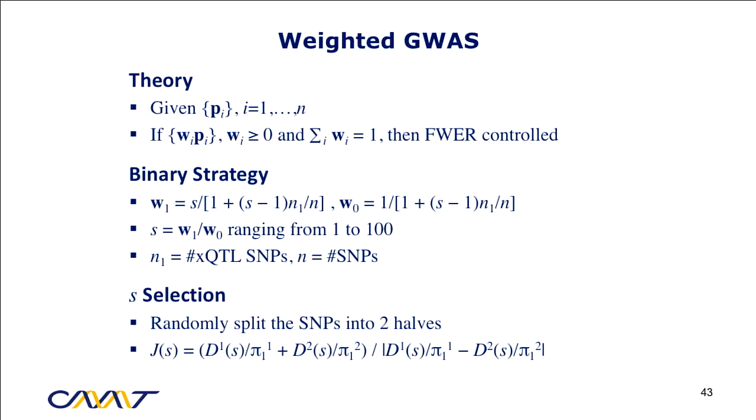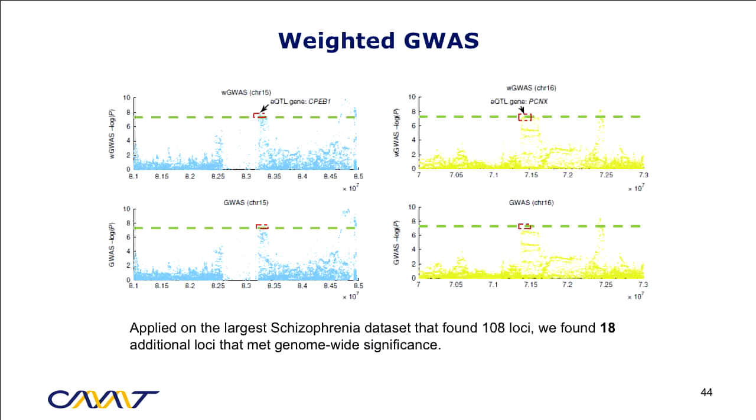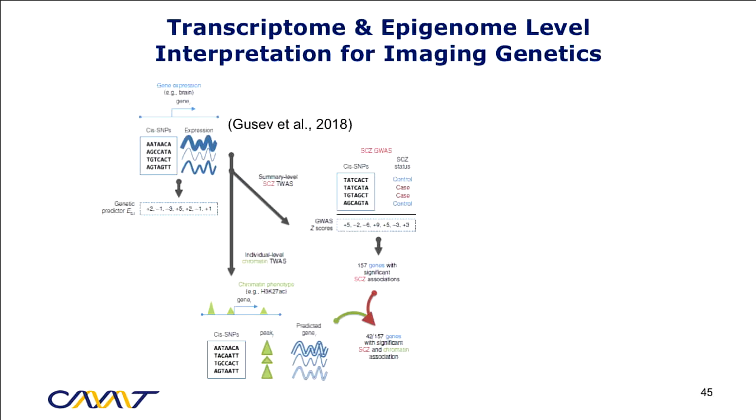Well, one way around the problem is to use something called weighted GWAS. And the theory is that if you have the p-values from a GWAS, you can weight the p-values, and if the weights are greater than 0 and sums to 1, applying Bonferroni correction to this, you're guaranteed that the family-wise error rate is still controlled. So the idea now would be to upweight your XQTL SNPs and downweight the other SNPs. And I have actually done this exercise to many GWAS studies, one example shown here, where I found 18 additional loci.